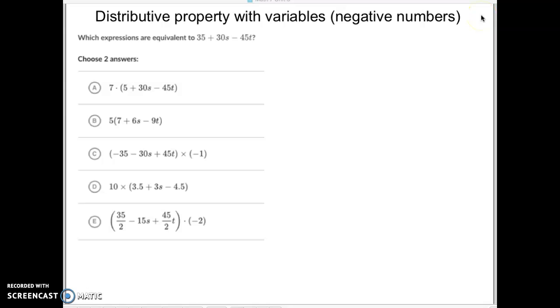All right, Math 7, here we go. Your next Khan Academy is distributive property with variables and negative numbers, of course. Got to do the negative numbers.